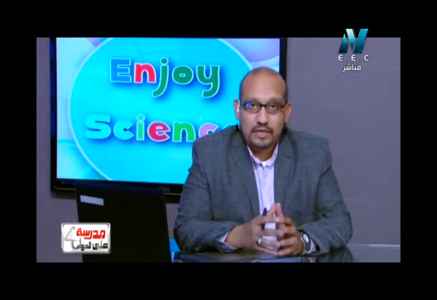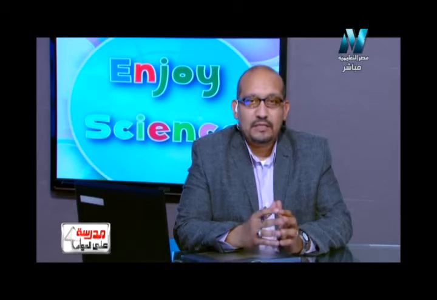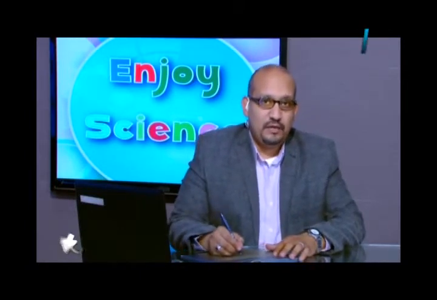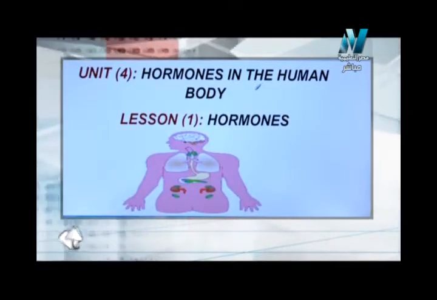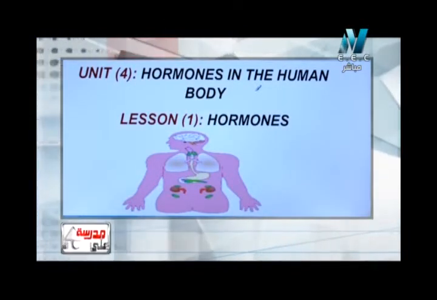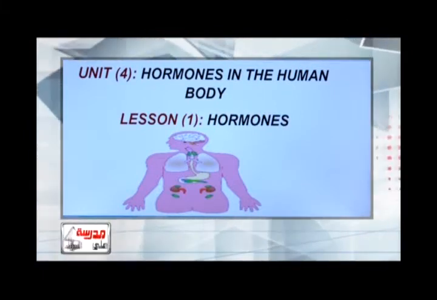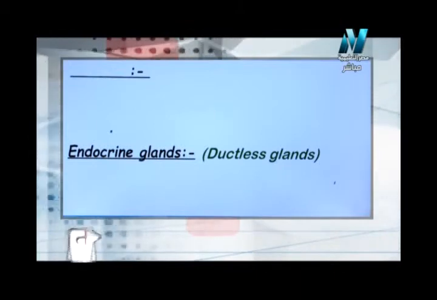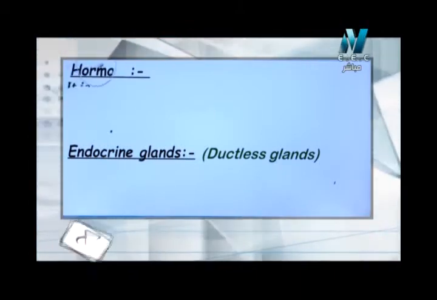So let's start our lesson today with hormones and the glands, especially the ductless glands that secrete the hormones in our bodies. As we see here, dear students, we have hormones in the human body as unit 4, lesson 1, hormones. Okay, firstly, we have to know the first point in our lesson today, the hormone.